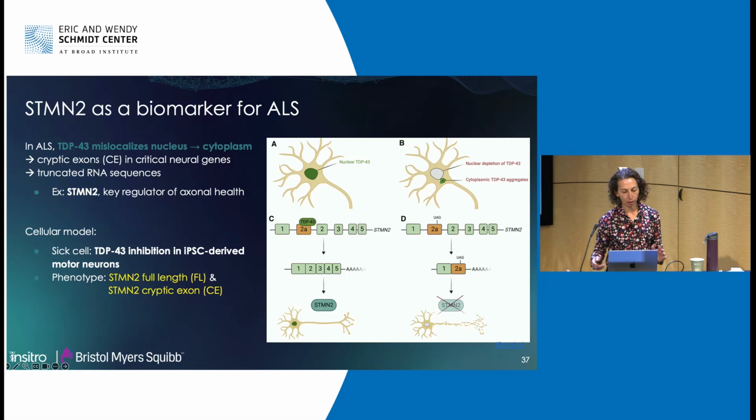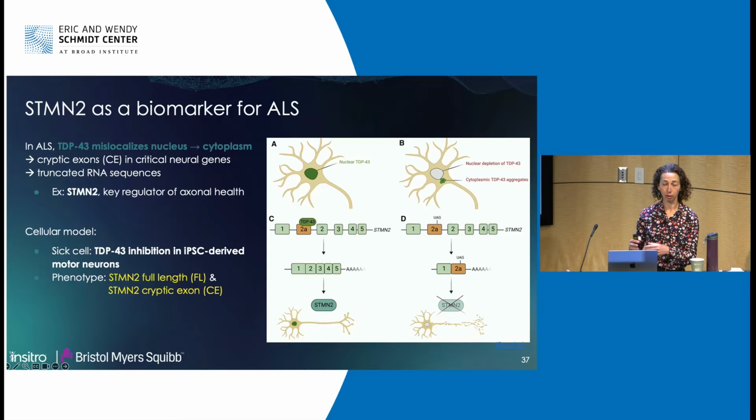So for our cellular disease model, what we do is we deplete TDP-43 in iPSC-derived motor neurons, and then we run a whole bunch of perturbations and look at the phenotypic consequences in terms of these stathmin-2 cryptic exon and full-length measurements, and see if any of these perturbations revert our sick cells to look healthy again.